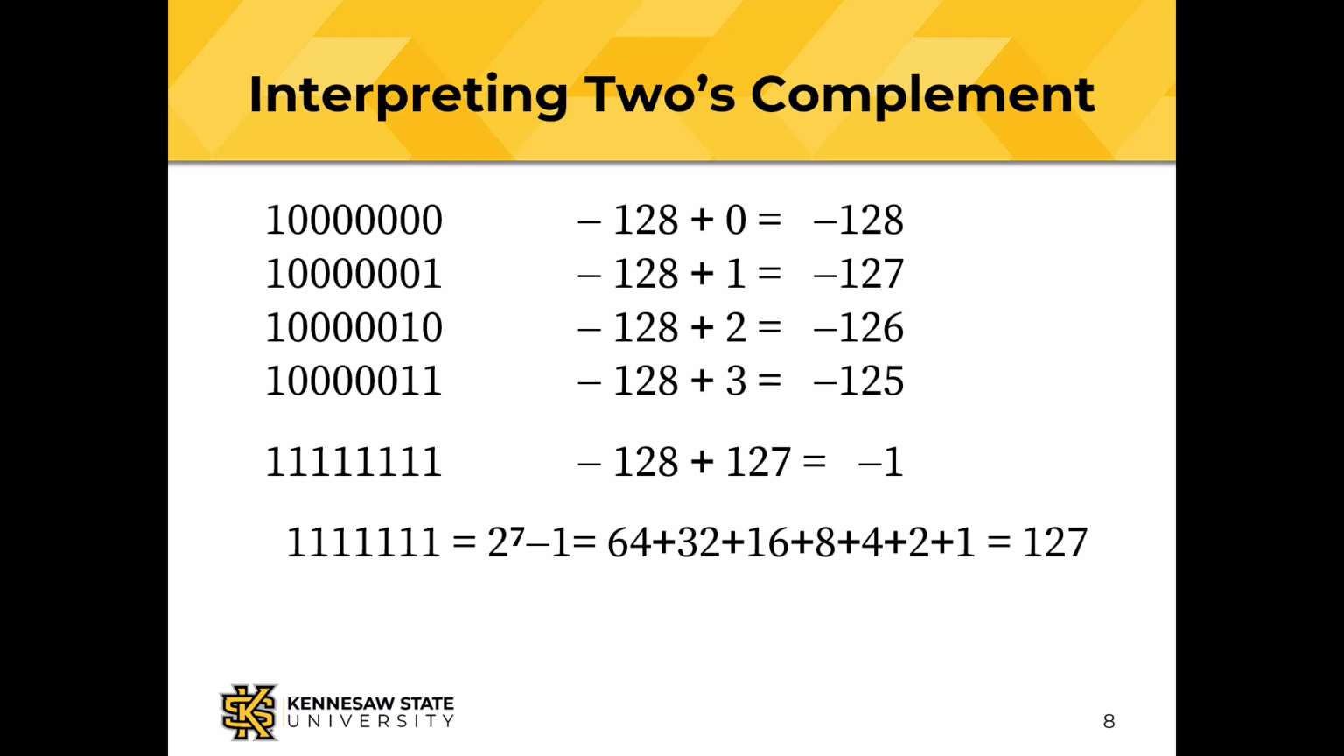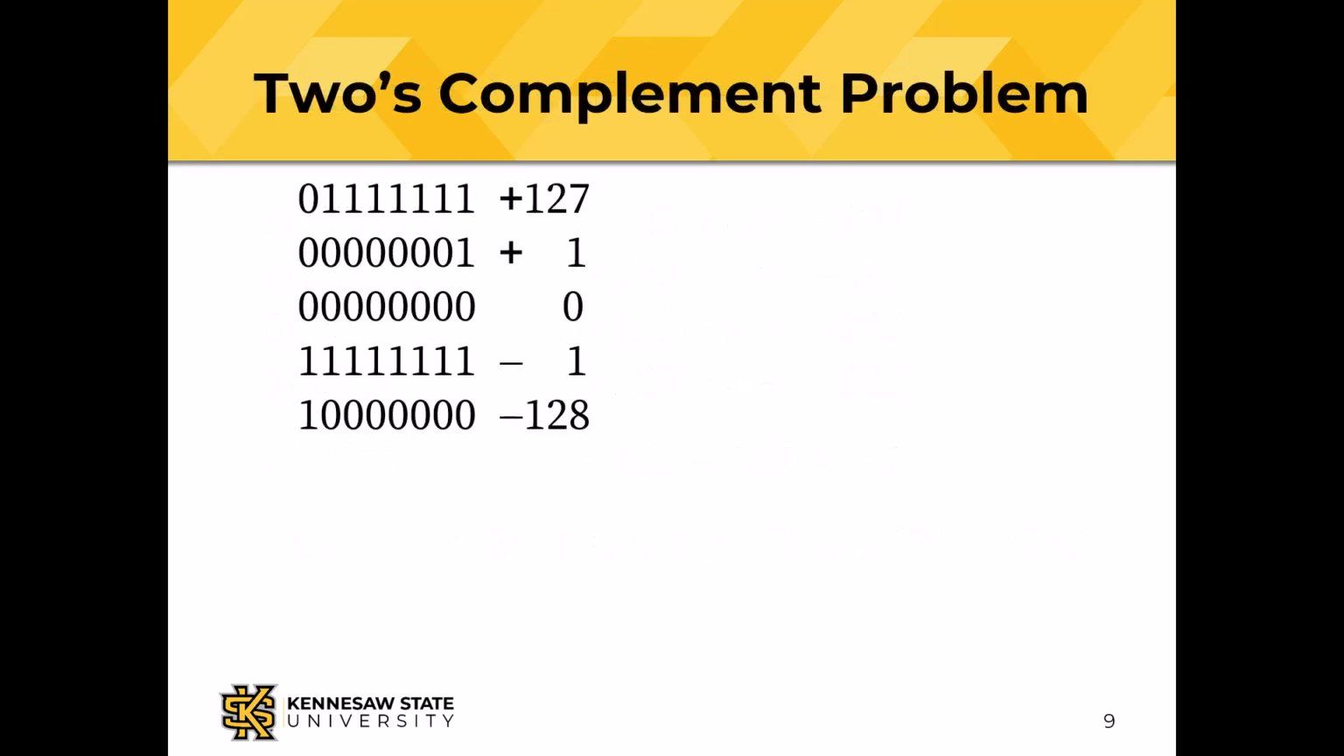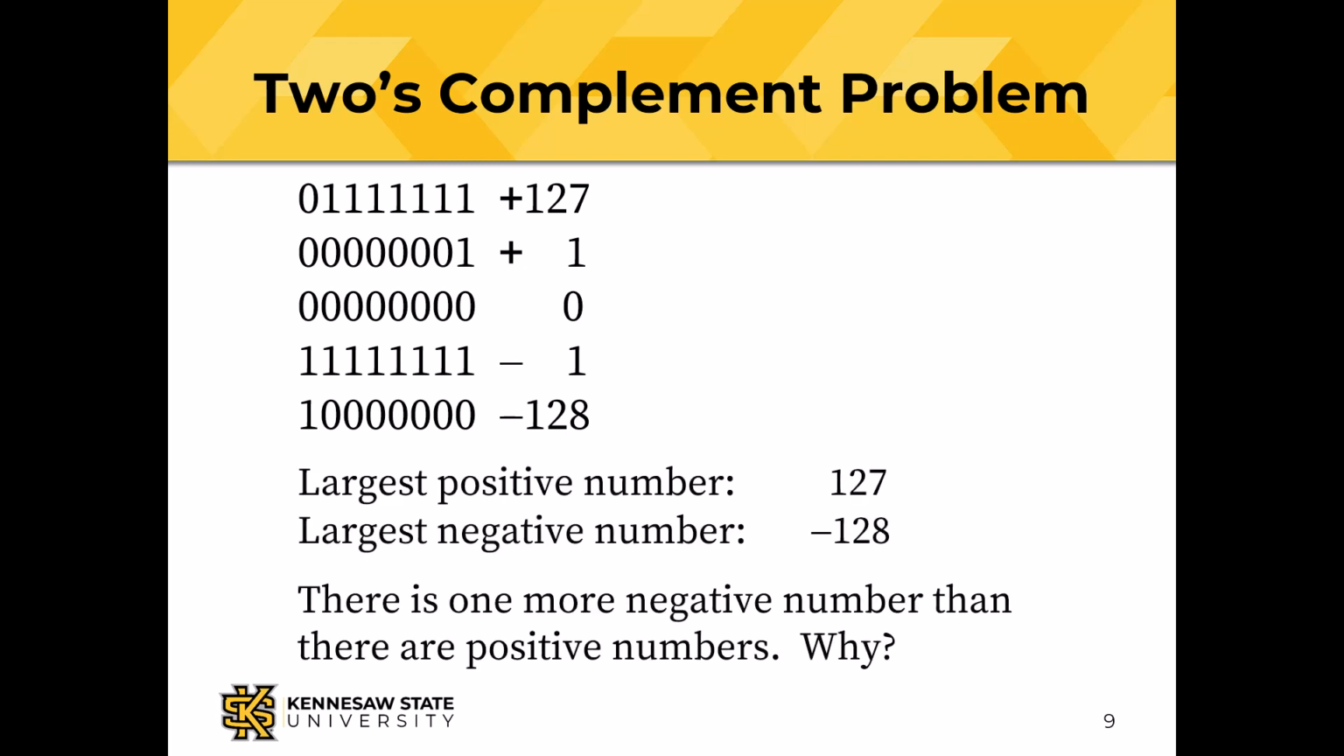a 127. Now there is a problem with 2's complement. It's not as bad as the problems with signed magnitude, but there is a problem with 2's complement. In 8 bits, the biggest number we can represent is a plus 127. But the most negative number we can represent is a minus 128. The largest positive number, plus 127, largest negative number, minus 128. There is one more negative number than positive numbers. Why is that?